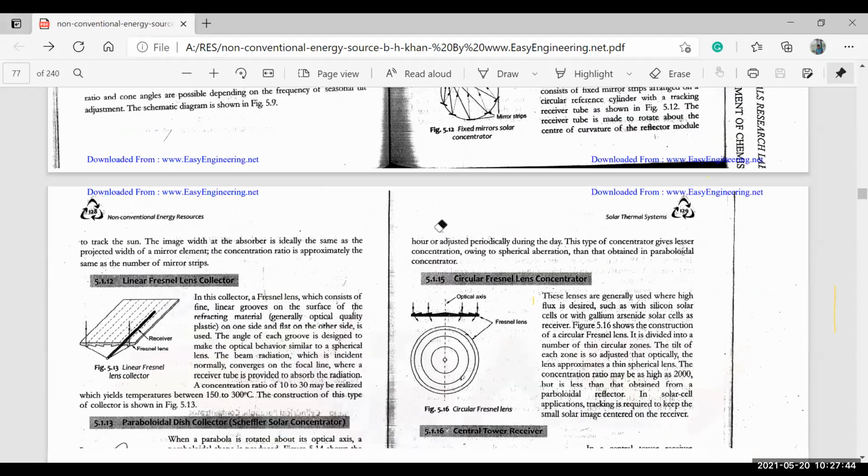Then these are the lens part. Okay, this linear Fresnel lens collector. In this, circular lenses are there. It is a flat plate and this is made in the circular. Where is your optical axis? Okay, fine.